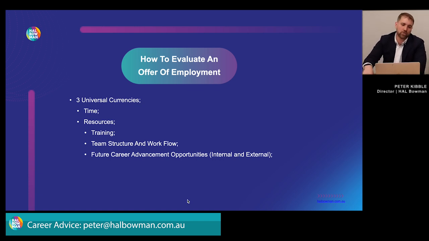So when you're looking at career advancement opportunities, they're obviously internal and external. So let's say, for example, you're an intermediate accountant, 3 years experience or 2 years experience, and you're looking to move from one 20 staff accounting firm to, say, you've got 3 offers and they're all from mid-tier accounting firms.